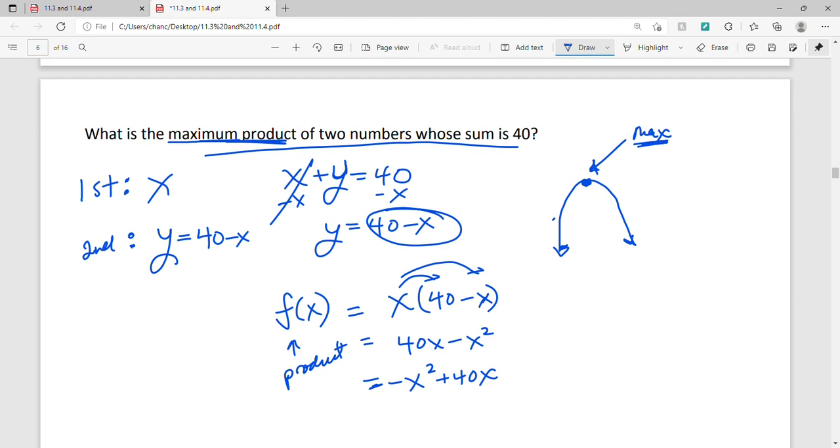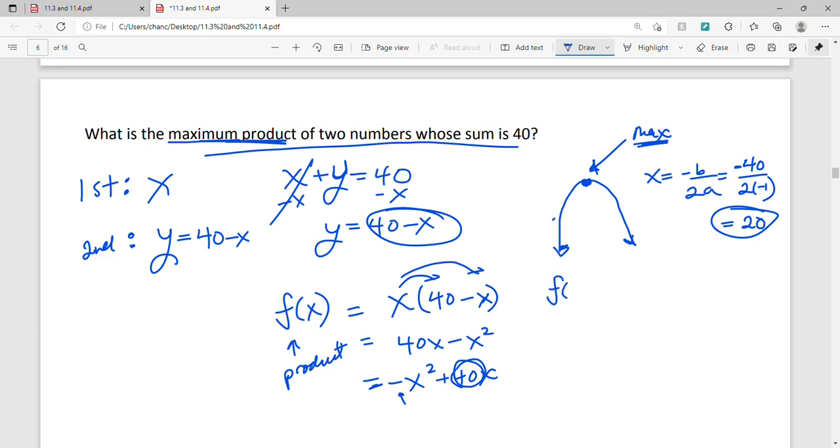It has a maximum. To find that maximum, we need to find the vertex, and again we use this formula, negative b over 2a. The b is 40, and the a is our negative 1. We have a negative 40 over 2 times negative 1, which gives us an x value of positive 20. This is the x coordinate. So we'll need to plug it into the product function.